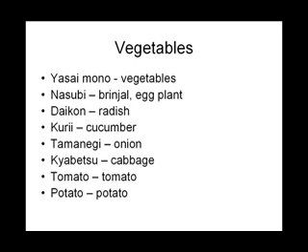Let us now look for the vocabulary of some of the vegetables themselves. Nasubi is brinjal or eggplant. Daikon is radish. Kuri is cucumber. Onion is tamanagi. Cabbage transliterates to kyabetsu. Tomato and potato have no change in spelling or pronunciation.